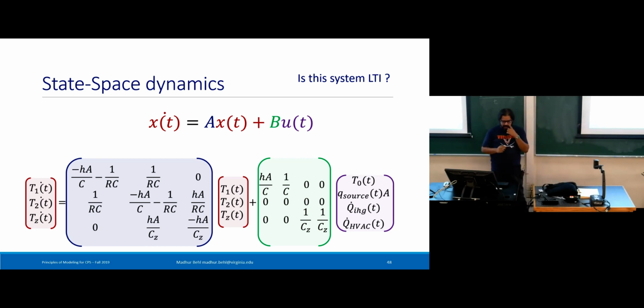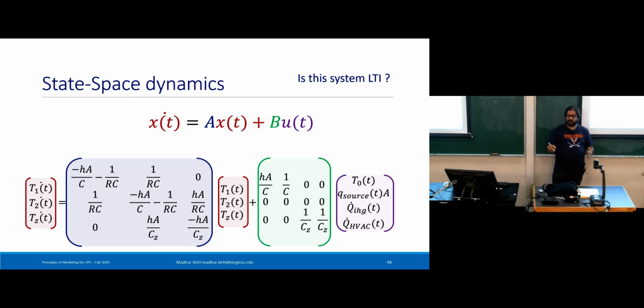So I said earlier that this is the state space dynamics, but we have only looked at the state equations. But what's the other component of a state space model? You have x dot equals Ax plus Bu, but you also have another relationship, right?